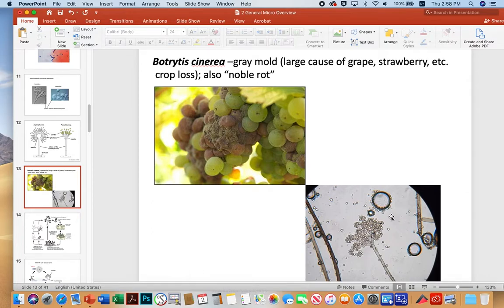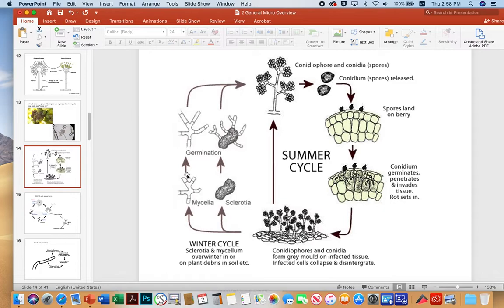And so here's a botrytis under the microscope, and so you can see this bunch of conidia. This cartoon here illustrates the life cycle of botrytis. And so here's a representation of botrytis as a bunch of conidia, and the conidiophore itself that you can see, and again it's septate, so there's little cross walls there. And so these little spores are released into the world, can infect a berry and then germinate, and then you see the hyphae penetrating the berry of this particular grape.